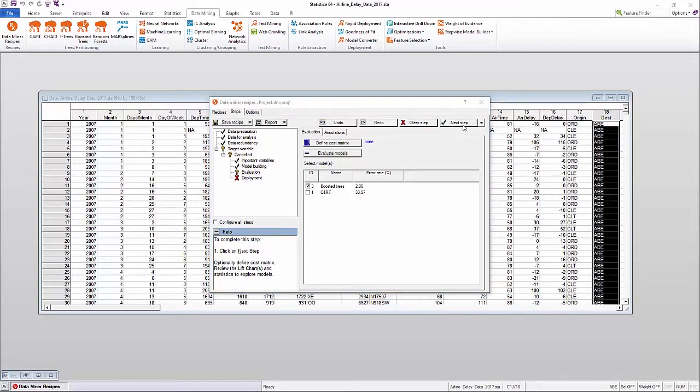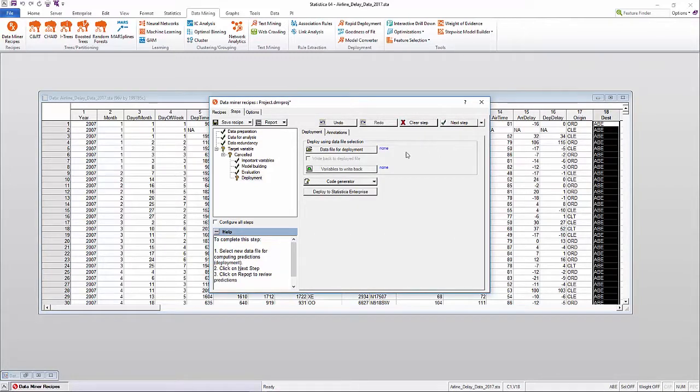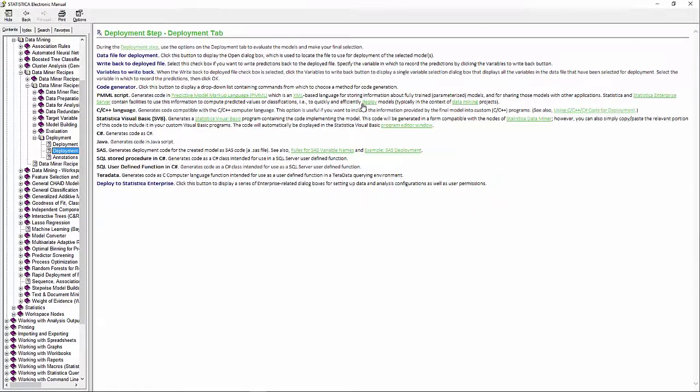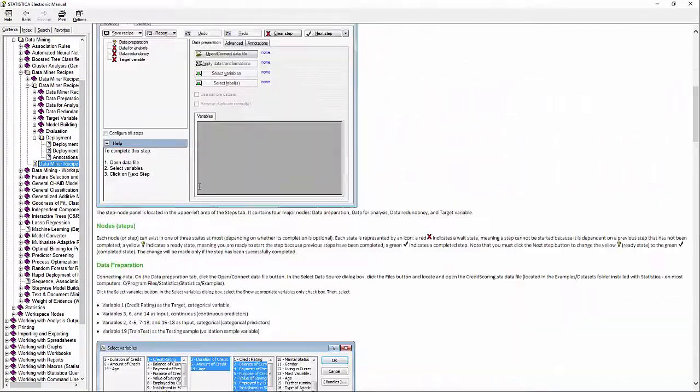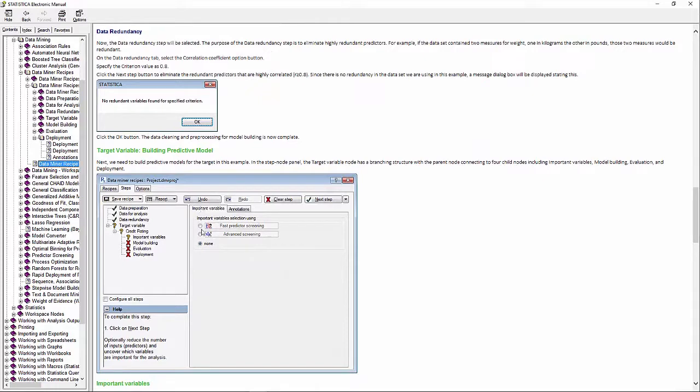The best model chosen by the module can then be deployed in the various target languages supported by the platform. Statistica contains a well-indexed help that includes overviews, technical notes, as well as complete examples with step-by-step walkthroughs and screenshots.